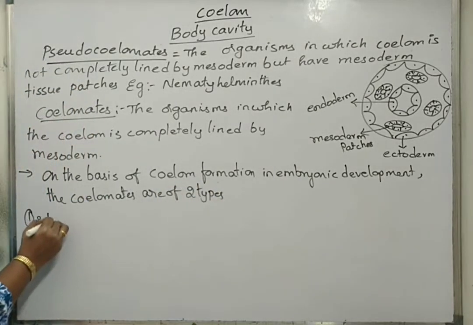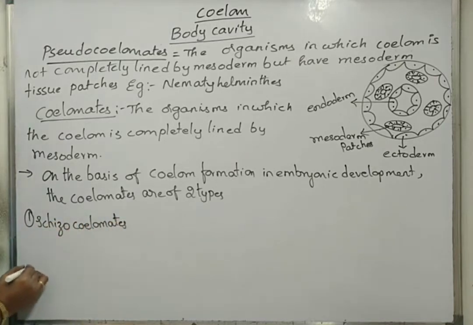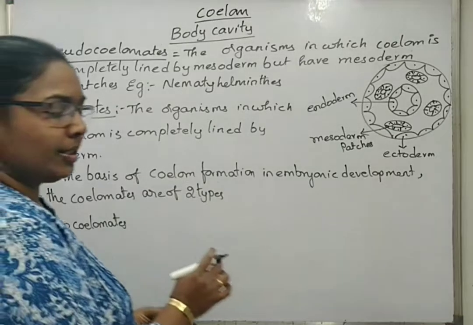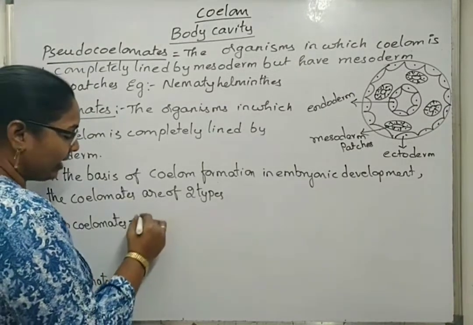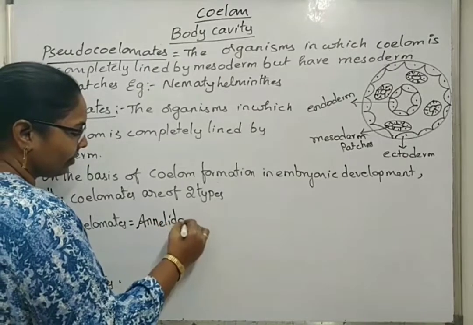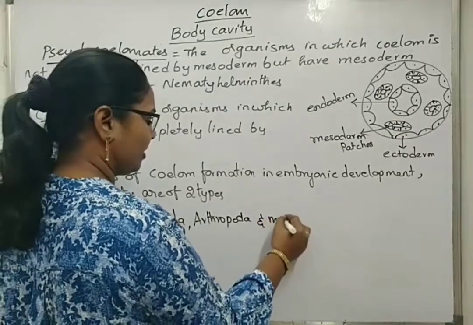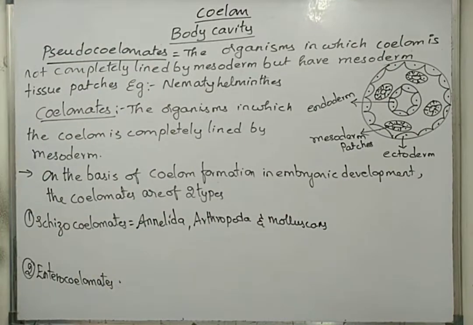First one, schizocoelomates. Second one, enterocoelomates. In both cases, the coelom is present. But how the coelom is formed in case of schizocoelomates and how the coelom is formed in case of enterocoelomates. Under schizocoelomates, we will write examples like Annelida, Arthropoda, and Mollusca.